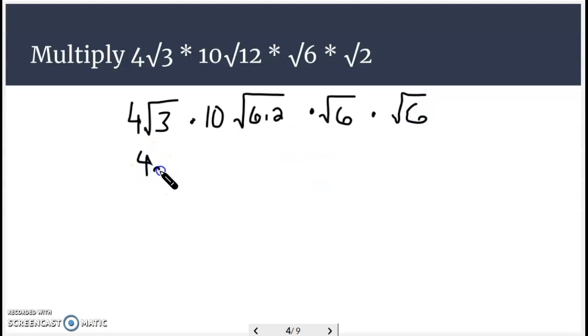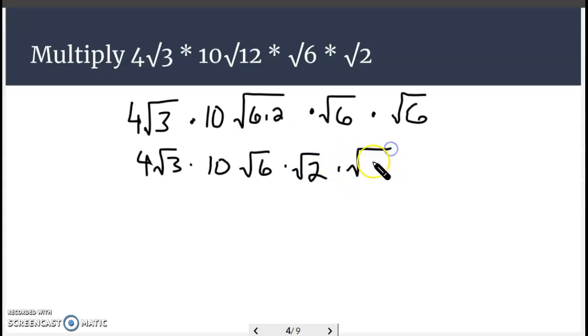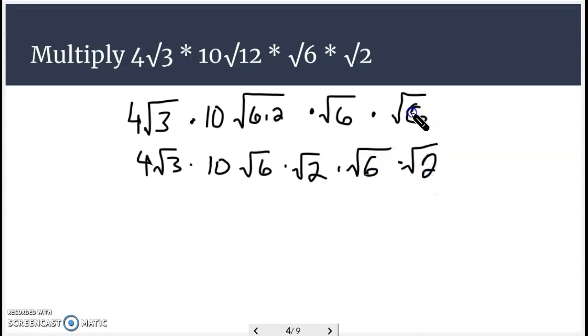Alright, 4 square root of 3 times 10 times square root of 6 times square root of 2. And here's the other square root of 6. And oh, this was a square root of 2. I copied it down wrong. Yeah, this right here should have been a square root of 2. Alright, now these two come together to make square root of 36, which is just 6. These two come together to make square root of 4, which is just 2.